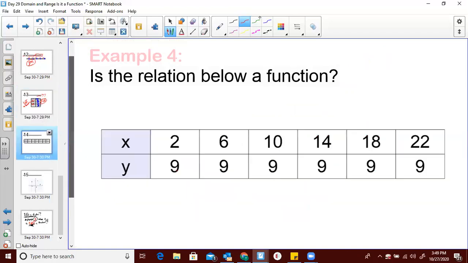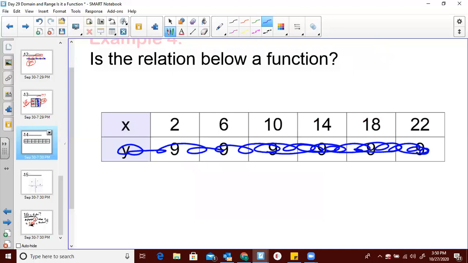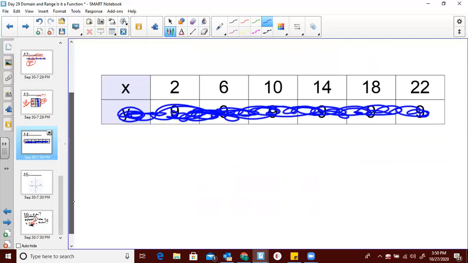All right, is this relation below a function? Let's see. Get rid of the y's. Remember, we do not care. But before I get rid of them, look, all the y's are the same. Remember, the y's don't matter. You can have all of the y's be the same. That just means that it's a horizontal line. Right? And I can show you. I'll show you after this.